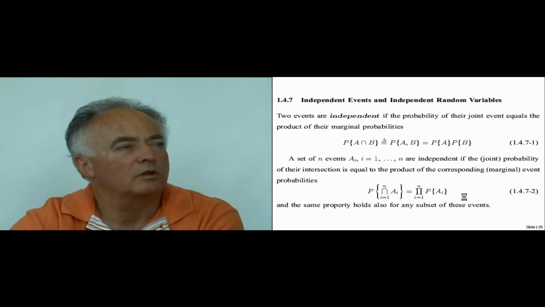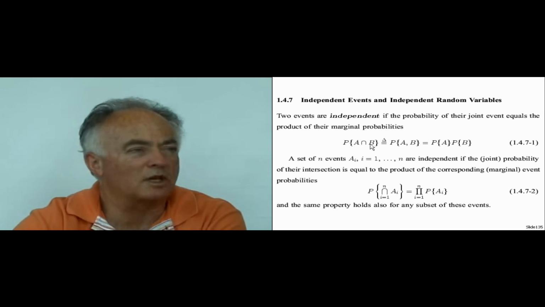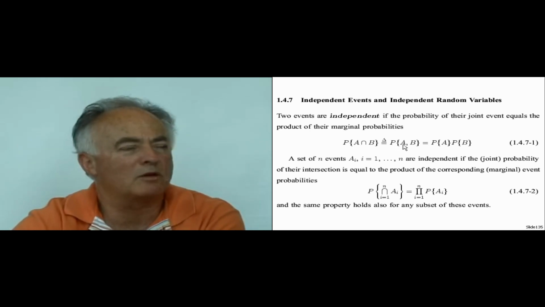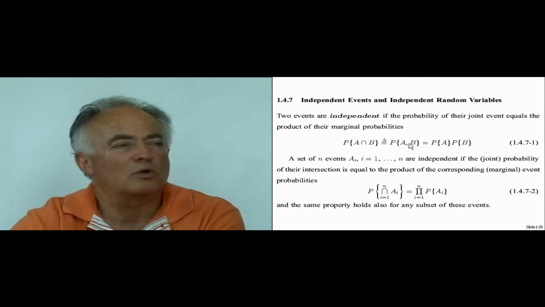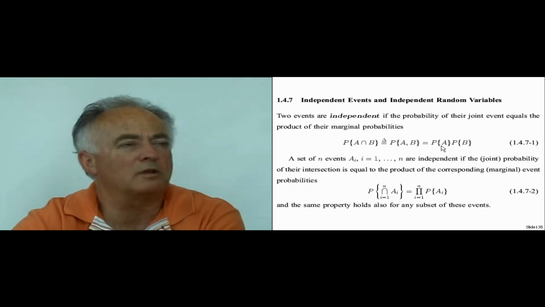Now, there are very important concepts: some events and some random variables are independent. We say that two events are independent if the probability of their joint event is the same as the product of their marginal or individual probabilities. Namely, the probability of A intersection B, which is the same thing as probability of A comma B, or A and B, equals the product P(A) times P(B). So this is the event A probability, this is the event B probability.